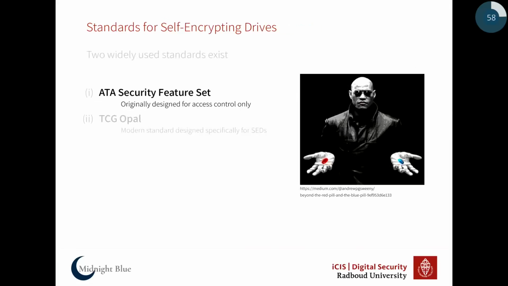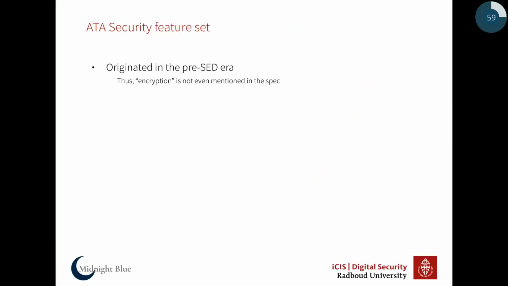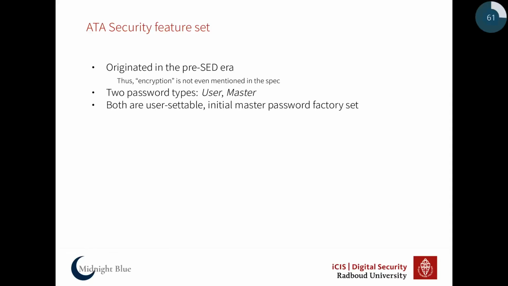Now if we go back to the ATA standard, as I said, it predated the SED era, so encryption is not mentioned anywhere at all. There are two types of password, user and master, and both are user settable, actually. But the master password is set during the manufacturing process. There's some setting called the master password capability bit, and it's either high or maximum.